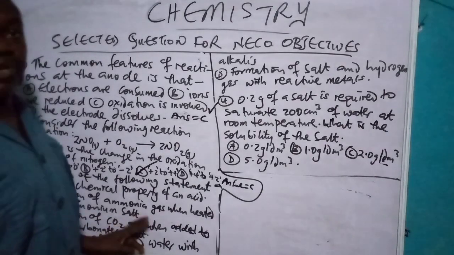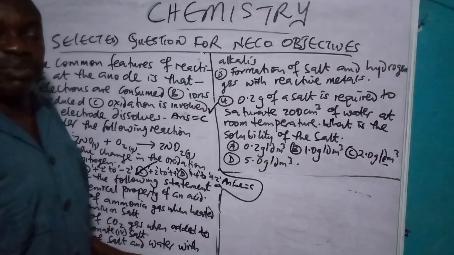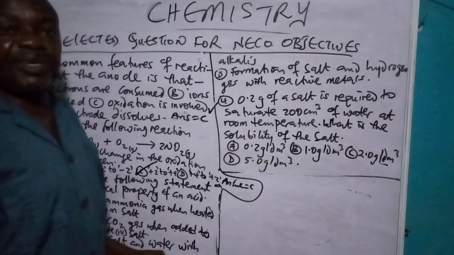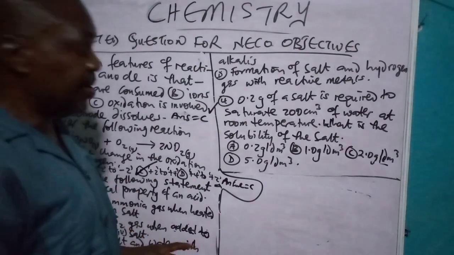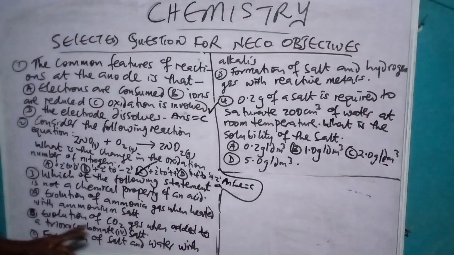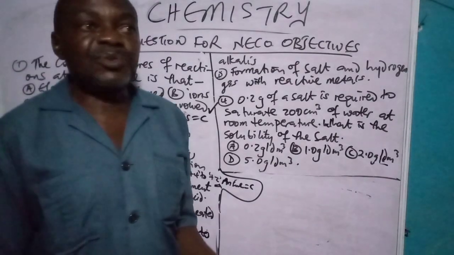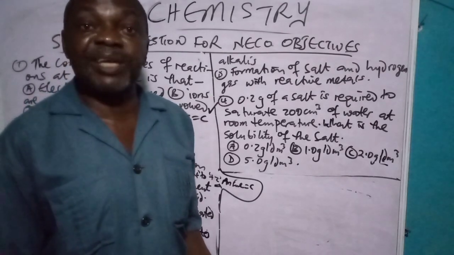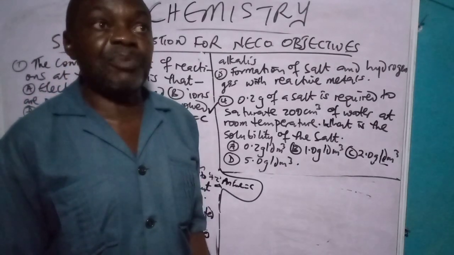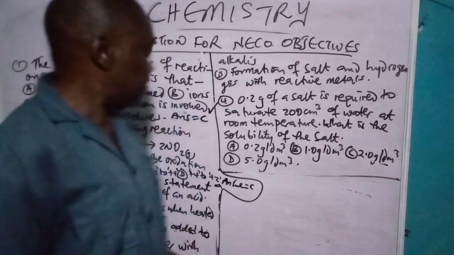That one is not a property of an acid. Evolution of ammonia gas when heated with ammonium salt. Remember, acid reacts with base to form salt and water only. So that's not a property. But let's have a look at the rest. To evolve ammonia gas, you have to heat the ammonium salt with a strong alkaline solution such as sodium hydroxide. That's the only possibility where ammonia gas will be released, not from acid.